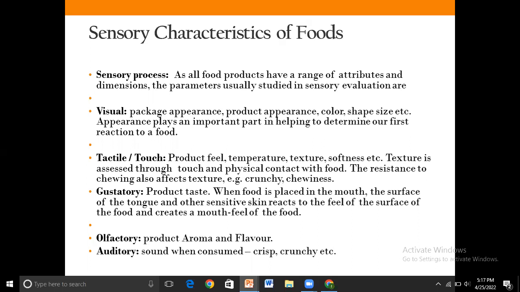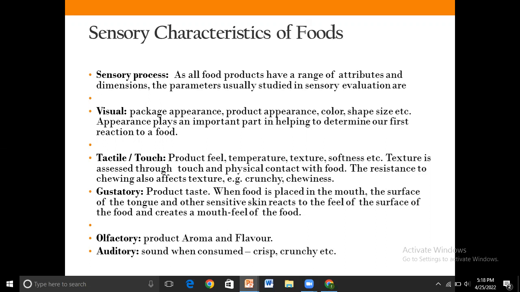Some foods need to be crunchy. Your chips should be crisp. Then some chocolates, like Kit Kat or Munch, should be crunchy, because that is how they're supposed to be. Then chewiness, some foods should be chewy, like meat.